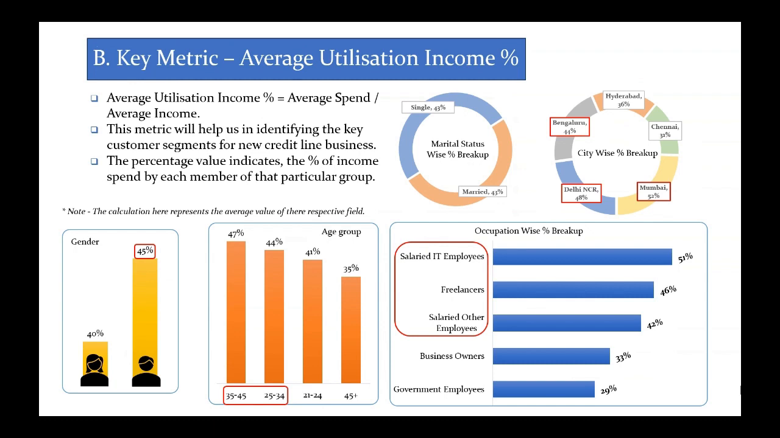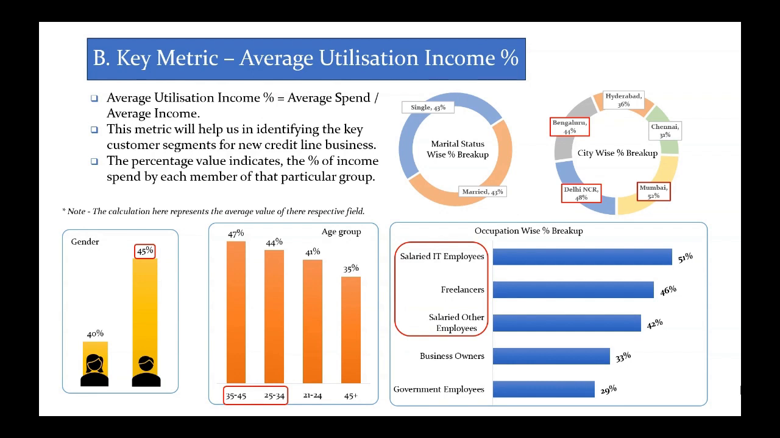So I have divided this metric and analyzed it into five major categories. First is gender, then age group, then occupation, marital status, and then city-wise group. In gender, we can see that males have 45 percentage and females represent 40 percentage. It means that males, with 45 percentage average utilization income percentage, spend 45% of their income, while females spend 40% of their income.